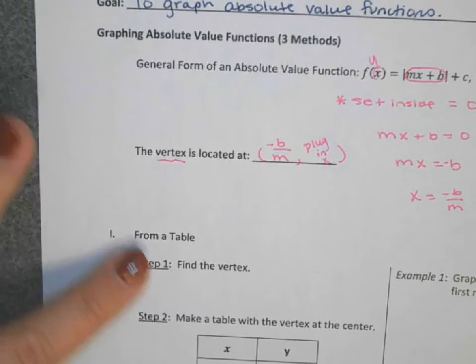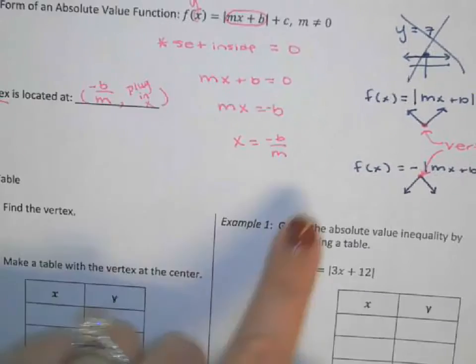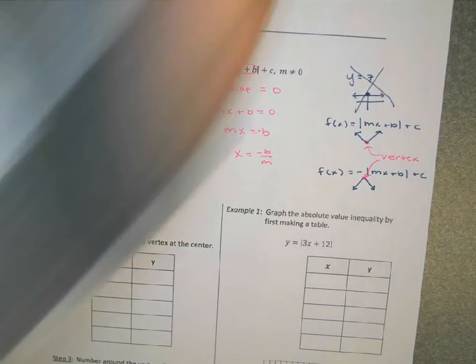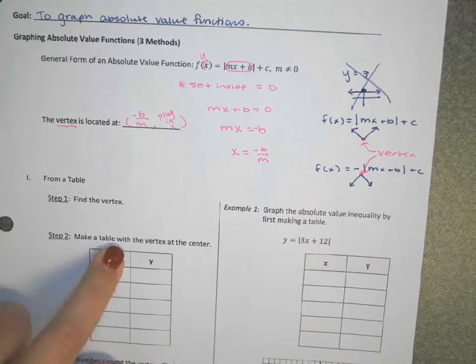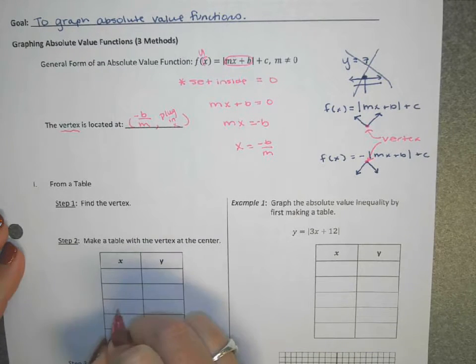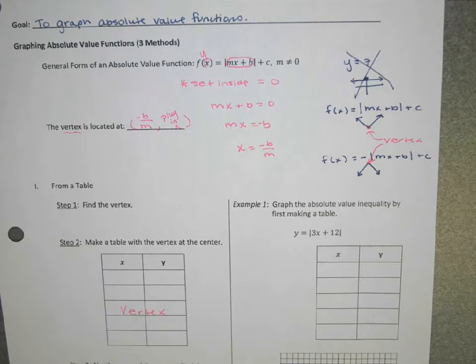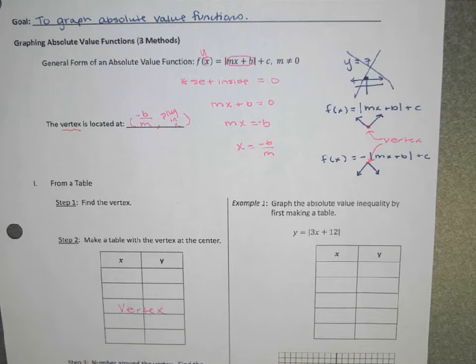Okay, the steps are written over here on the left. We're going to do the example over here on the right. Make a table with the vertex at the center. So you're going to put the vertex in the center of the table every single time. But how do we find the vertex? What are we going to do?